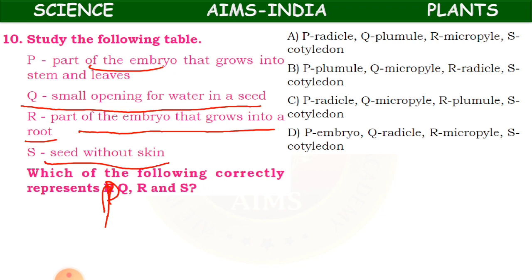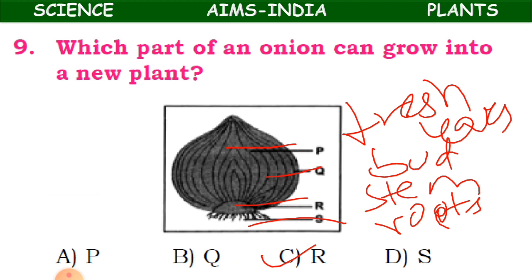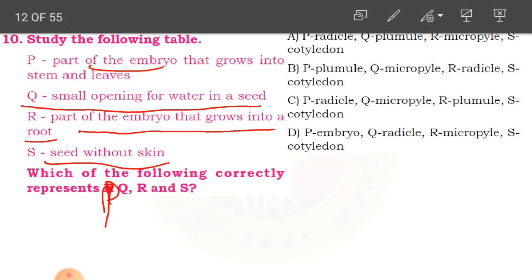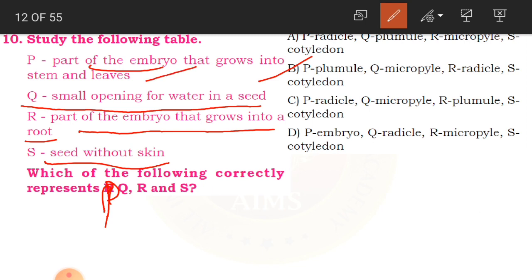Okay, so which option will match our answer? B option. Okay, children, that is B option. P is for plumule. Q is for micropyle, like a small opening in a seed. R is for radicle and S is for cotyledon. Clear, children? B is the correct answer.